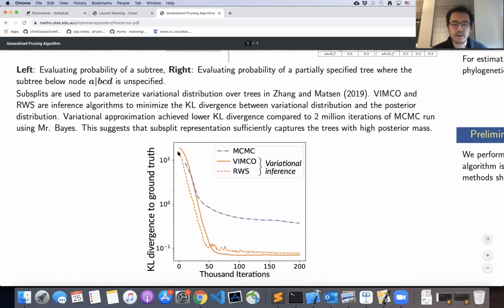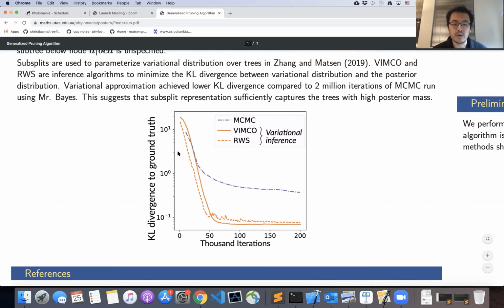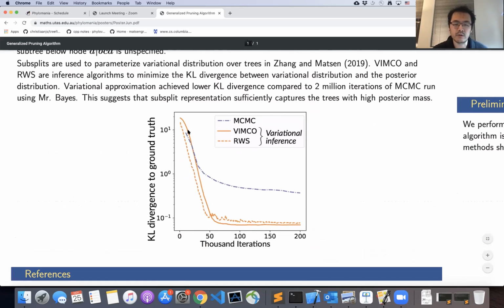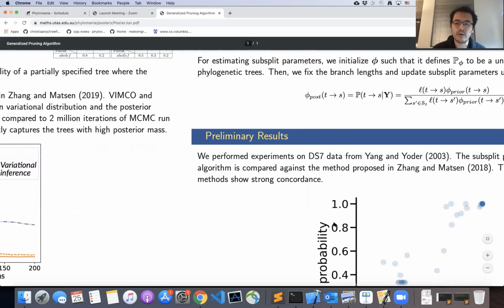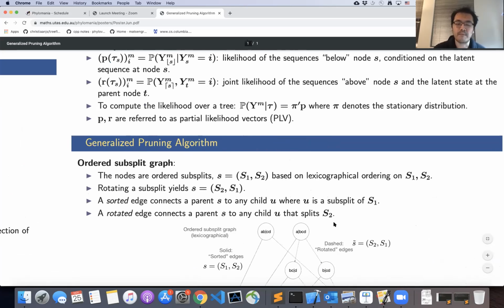And in this paper, Zhang and Madsen proposed this idea. They show that this representation seems to capture the posterior distribution sufficiently well when compared to MCMC. So here, the BIMCO and RWS are two ways of fitting a variational approximation. And they ran MrBayes for 2 million iterations, and they noticed that the variational approximation parameterized by subsplits achieves much better, lower KL divergence. So we're going to use this representation to build a new algorithm.